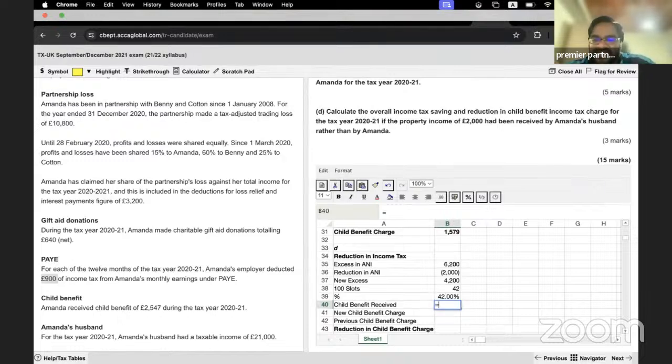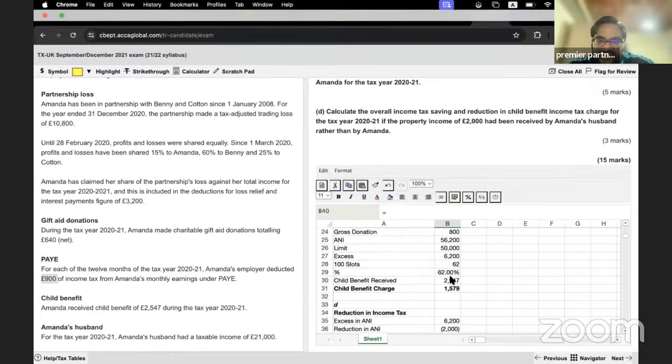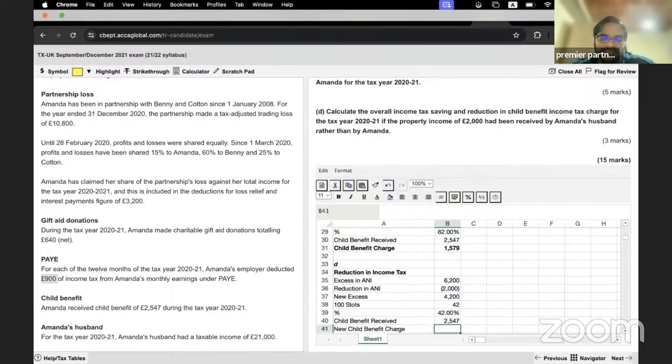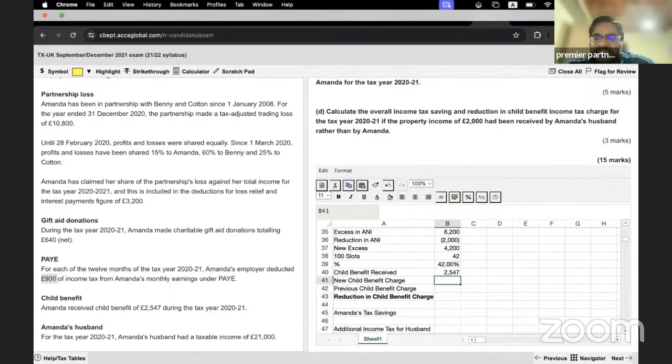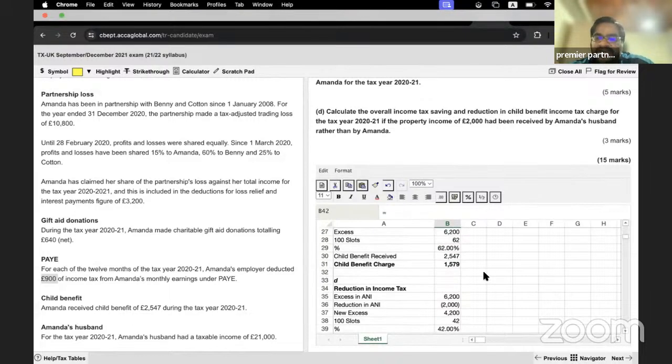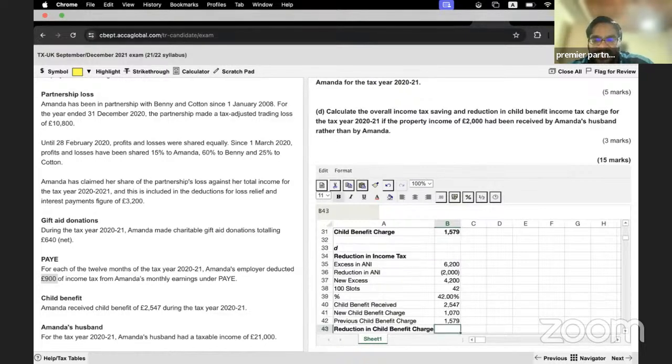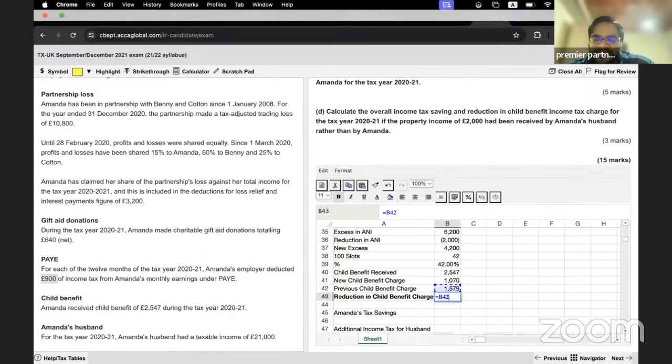How much is the child benefit received? We already know that is 2,547. I am taking that. So the new child benefit charge would be 2,547 into 42%, which is 1,070. Earlier, the child benefit charge we already calculated was 1,579. If that is the case, we have a reduction of the child benefit charge by 509 pounds. Do we agree with that?